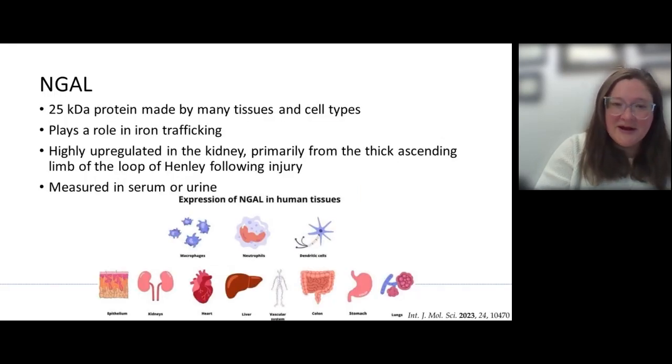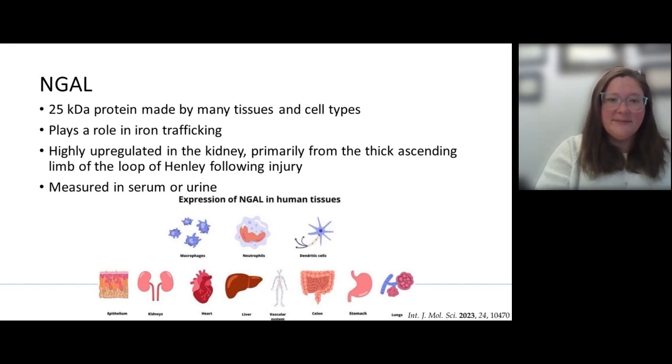So I won't talk too much about NGAL because we've already heard a good deal about that from Dr. Goldstein. But it is a small protein. It's made in a lot of the tissues in our body. We believe that the primary physiological role is to affect iron trafficking. But when it comes to kidney injury, it is highly upregulated, specifically in the thick ascending limb of the loop of Henle following some kind of injury. And it can be measured in serum or in urine.